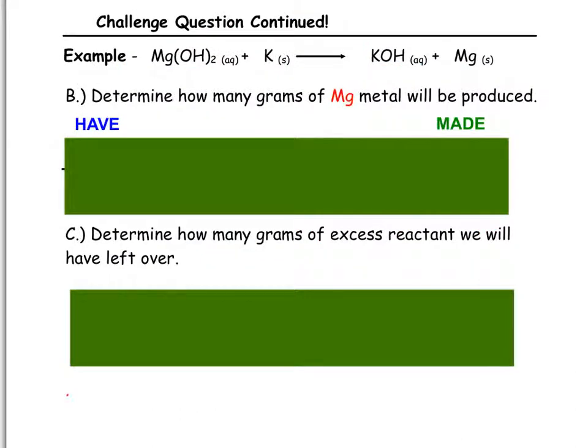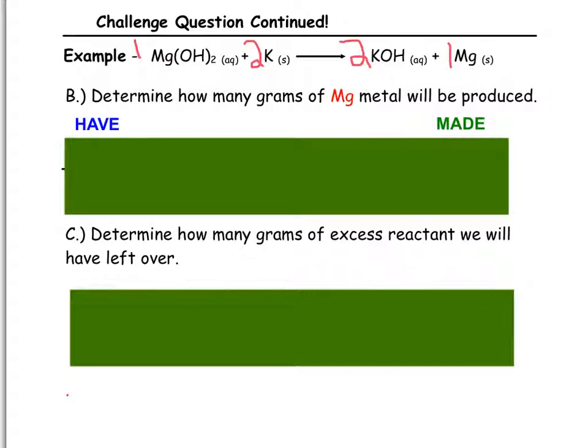As always, please take a moment to try these two problems on your own. Alright, hopefully you have tried these problems on your own. So, as always, first thing we need to do is make sure that we have this reaction balanced. So we have 1 magnesium hydroxide per 2 potassiums per 2 potassium hydroxides per 1 magnesium.